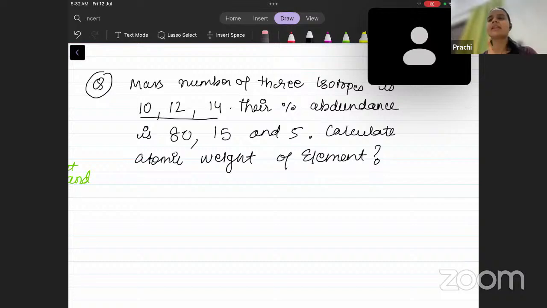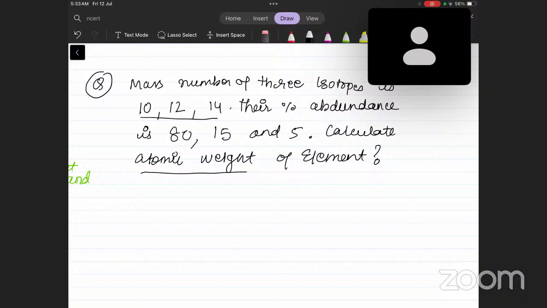Now first thing you tell me, do you know how to calculate the average atomic mass, or we say the atomic mass, if you are given the abundance and the mass number of different isotopes? First tell me that. If you don't know, then I'll tell you the formula and then you can do the calculation. So yes, how many of you know how to calculate the average atomic weight, if you are given the mass number of the isotopes and the percentage abundance?